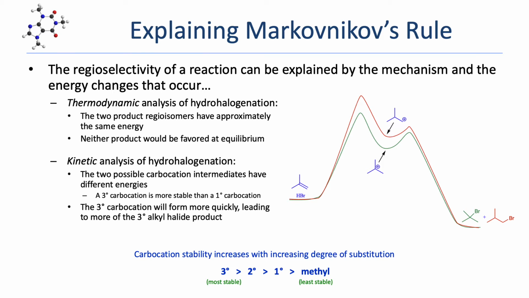A thermodynamic analysis doesn't explain why the green product is the major product. And that means that it's not under thermodynamic control, it must be under kinetic control. And that means we have to look at the kinetics of the reaction. Remember that kinetics is a study of reaction rates. And if we do a kinetic analysis of this reaction, we need to know the mechanism, which we do. We know the reaction is a two-step process that goes through a carbocation intermediate. In this case, because the reaction can form two products, it goes through two different carbocation intermediates.